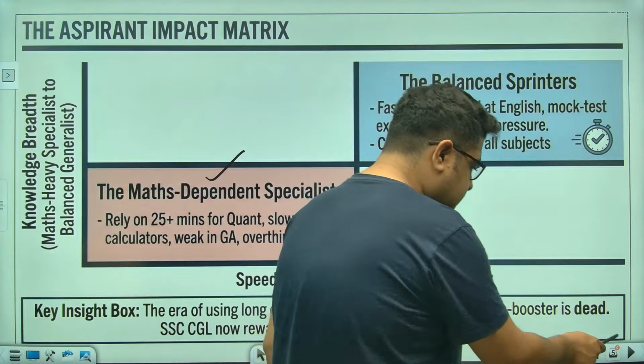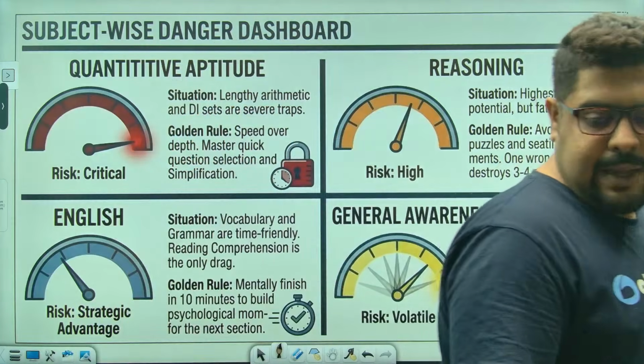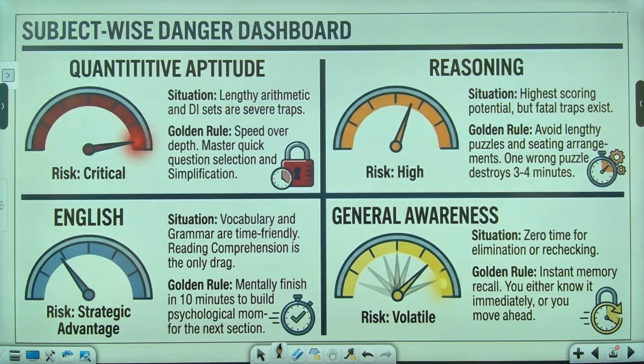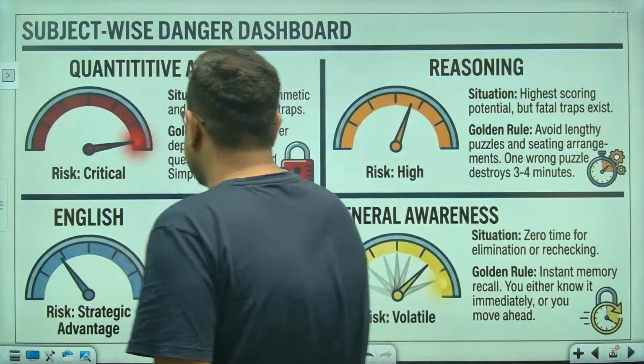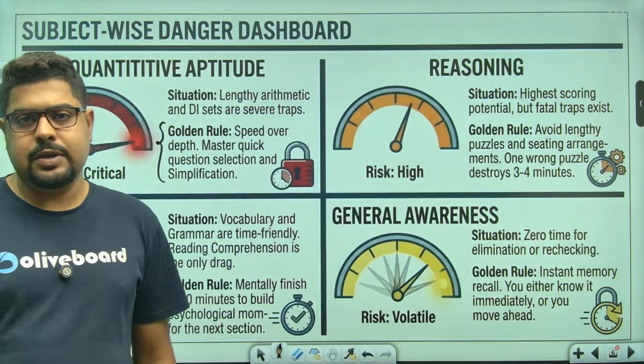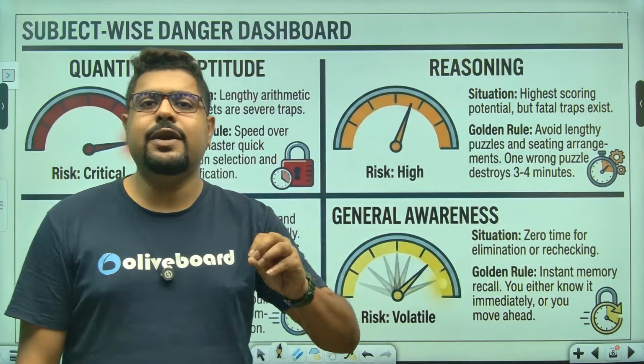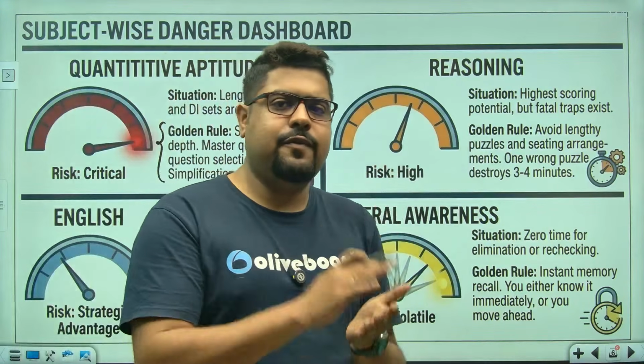Right? Now, coming to this. Sir, this is a very important slide. If you can see, I have given you the risk factors over here and the rule. Speed is now critical over depth, especially for quant, right? Now, master quick question selection and simplification. The selection is going to be very important in case of quant. This is very important. Please understand the art of leaving questions. Let me be very frank.